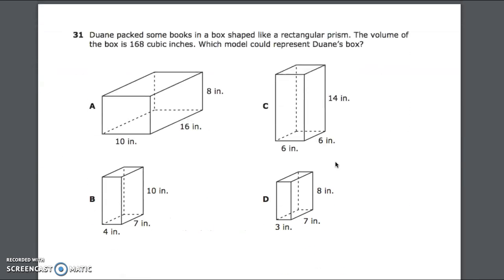Number 31. Dwayne packed some books in a box shaped like a rectangular prism. The volume of the box is 168 cubic inches. Which model could represent Dwayne's box?